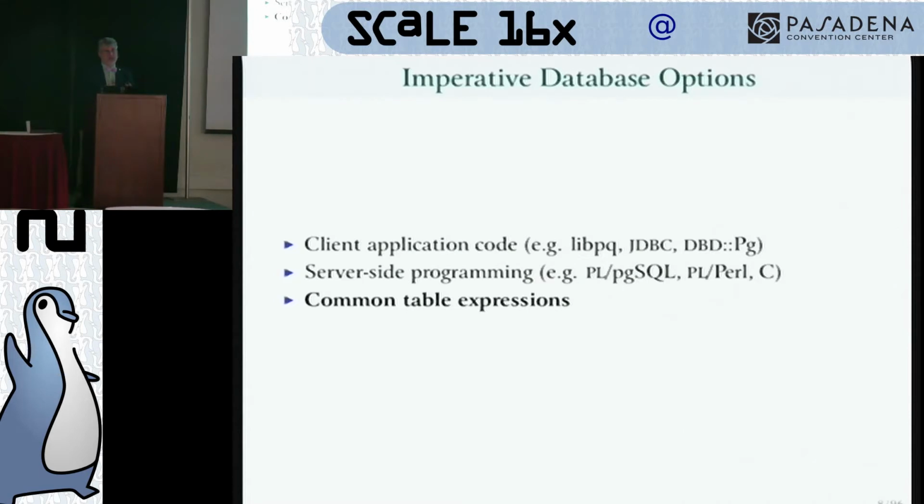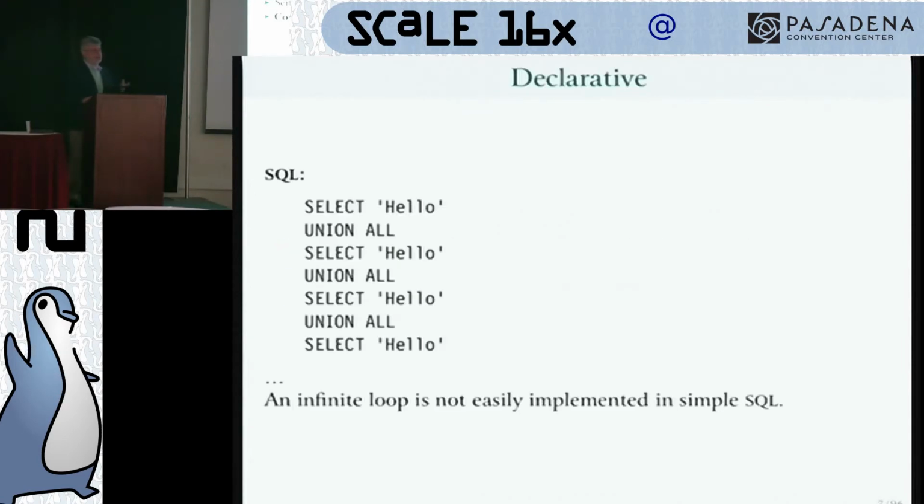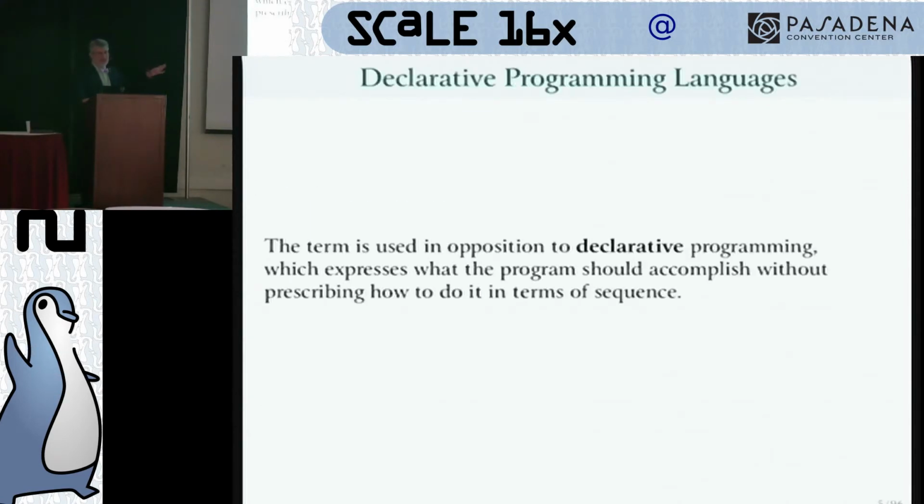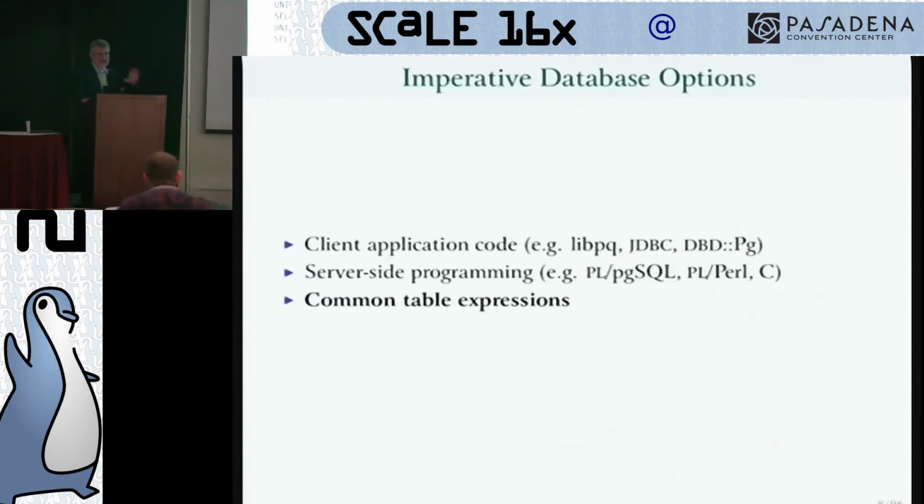Okay, client applications typically use imperative languages. Server-side programming, typically done in imperative languages. But the one place that you can do imperative languages in a database is using common table expressions. The reason common table expressions are a new way of doing SQL is because it takes a declarative language, which is SQL, and it gives you an imperative way of controlling it.